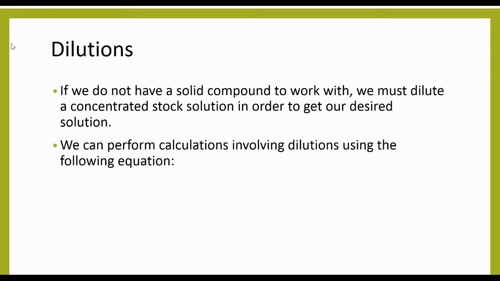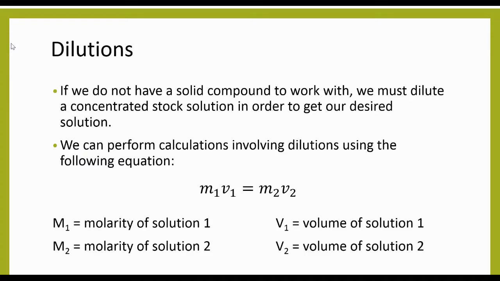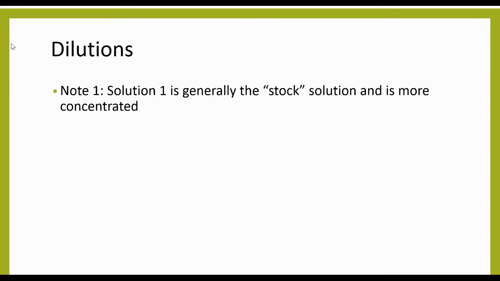So we can perform calculations for dilutions involving the following equation. M1 times V1 equals M2 times V2. And these labels actually do make a lot of sense. So M1 is the molarity of the first solution, and V1 is the volume of that solution. M2 is the molarity of our second solution, and V2 is the volume of the second solution.